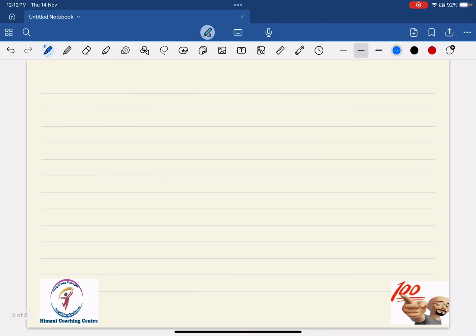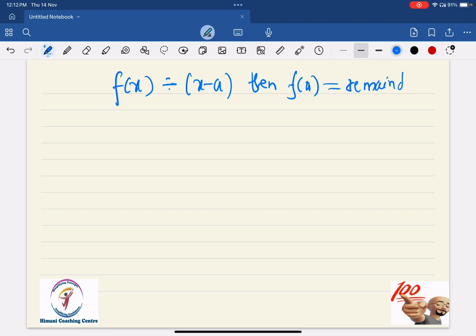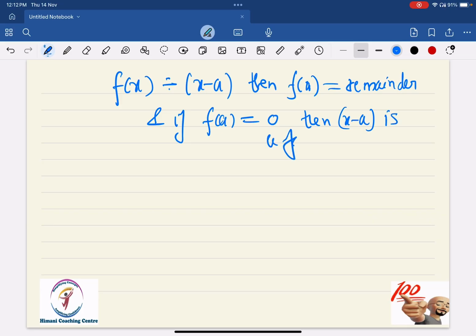Let us quickly understand remainder and factor theorem. So what is remainder theorem? If f of x is divided by x minus a, then f of a gives us remainder. Okay, that's remainder theorem. And if f of a, which is remainder, is 0, then x minus a is a factor of f(x). Okay, that's called factor theorem. And together we call this as remainder and factor theorem.